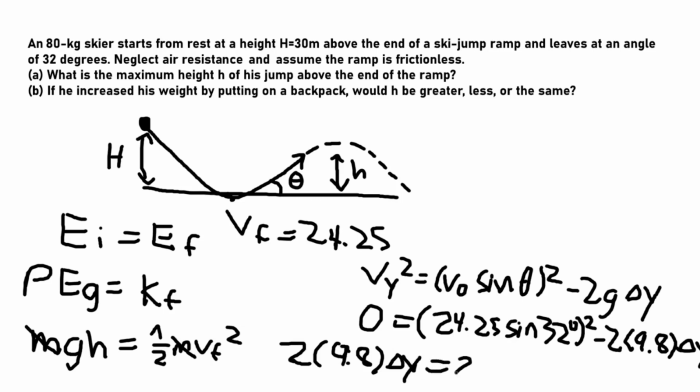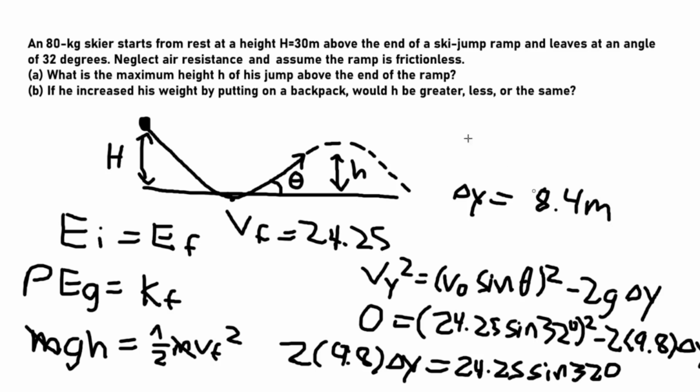equals 24.25 sine 32 degrees squared. Now you plug that in, and you get change in y equals 8.4 meters. And now it's going to be the maximum height, h. So h equals 8.4 meters.